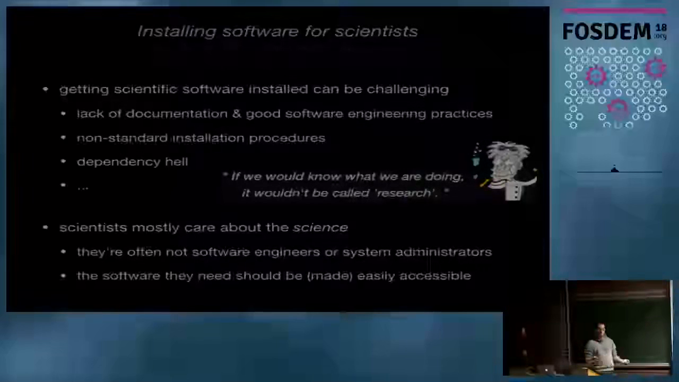So these are scientists writing software. And the quote, I don't know where I got this quote, but if we would know what we are doing, it wouldn't be called research. So that's what scientists do. They mostly care about the science. They don't really care that much about the software. They just want to get the science done, and they need to write software to get that done. Most of these people are not trained software engineers or system administrators. They just figure things out by themselves mostly, and if it somehow works, they're already quite happy.